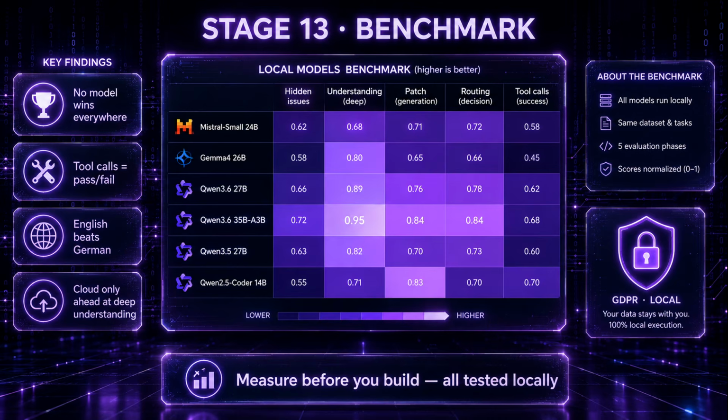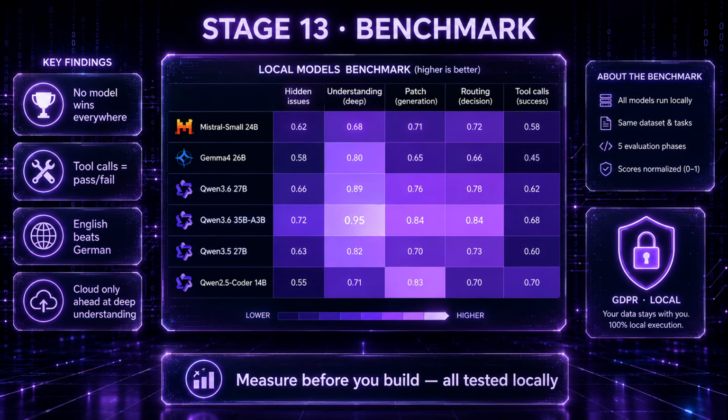For the benchmark, I ran 8 local models through 5 task phases, with 30 real Delphi production units. The 5 phases reflect what a real Delphi assistant has to be able to do. First, find hidden problems before you touch anything. Second, understand what a unit really does. Third, write correct Delphi code, not just plausible-looking code. Fourth, judge when a task is trivial and when it needs a stronger model. And fifth, tool calling. That's the part that shows whether the model can handle an MCP server cleanly and pass the correct parameters with the correct data.